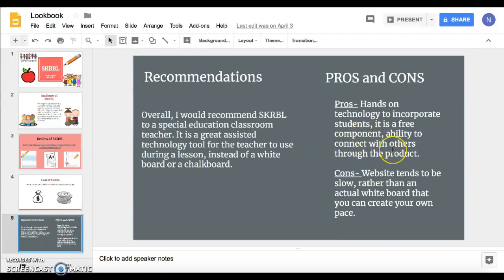And it's a free component. So, like I said, teachers would not have to go out of their way to use this assisted technology. And also, they would have the ability to connect with others through the product. And so on the website, you can actually interact with other people, not just people in your class. I think you can interact with people who also use the tool.